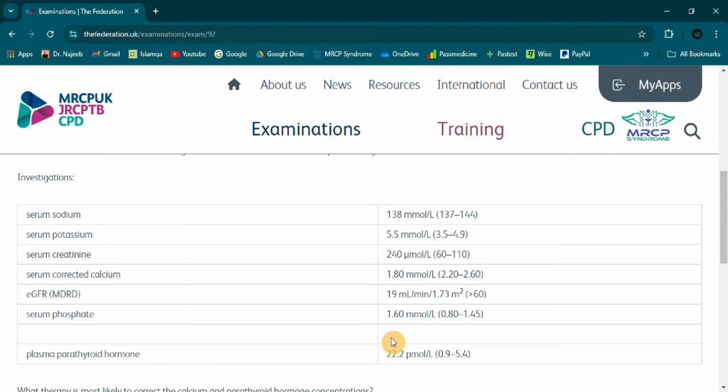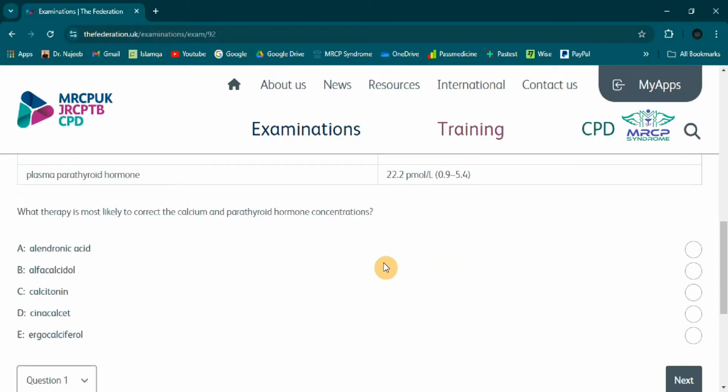So in case of CKD, the kidney's ability to convert vitamin D into its active form, calcitriol, is impaired, leading to hypocalcemia. And hypocalcemia, in turn, will stimulate the parathyroid gland to produce more parathyroid hormone, leading to secondary hyperparathyroidism. So this condition will ultimately require treatment to correct the calcium deficiency and reduce the parathyroid level. So considering secondary hyperparathyroidism, which therapy would be most appropriate for the correction of calcium deficiency and reduction of PTH level?